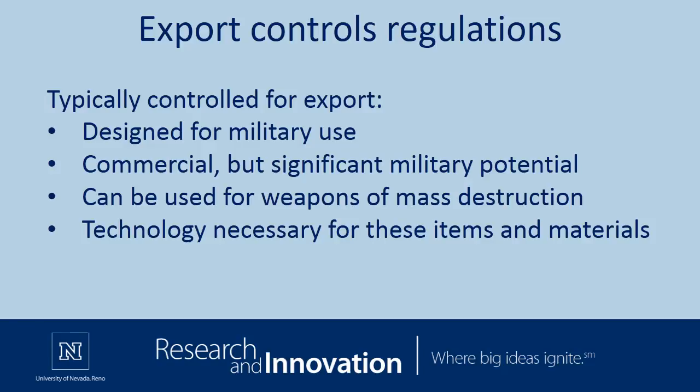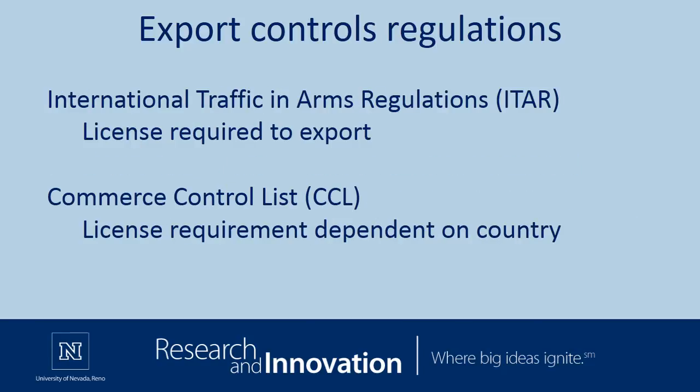The items, materials, and their technologies that are controlled for export are identified on lists maintained by the federal agencies. For example, the Department of State identifies items through the International Traffic in Arms Regulations, or ITAR. If an item is listed in the ITAR, you will need a license to export it. The Department of Commerce identifies items through the Commerce Control List, or CCL. Items listed in the CCL may be controlled for export to one country, but not another.